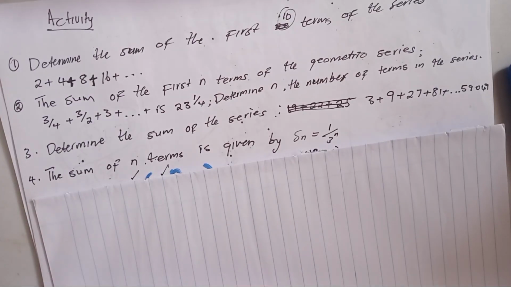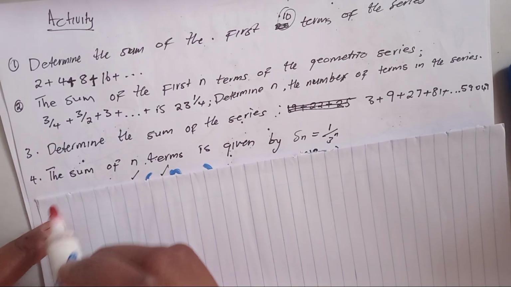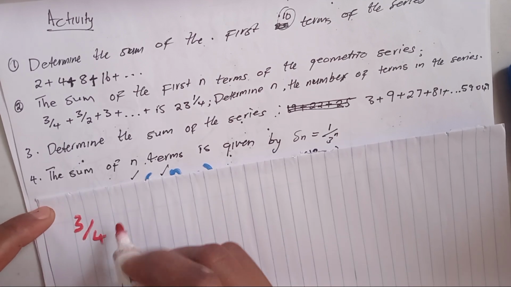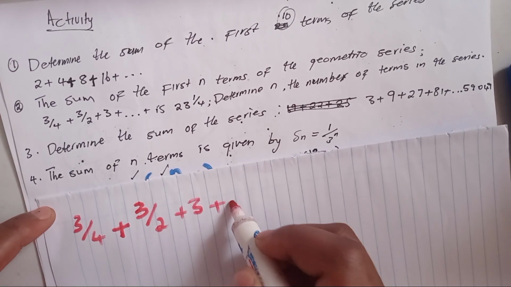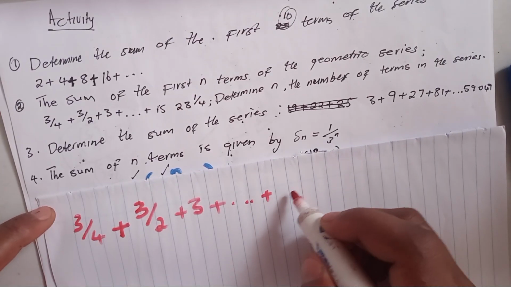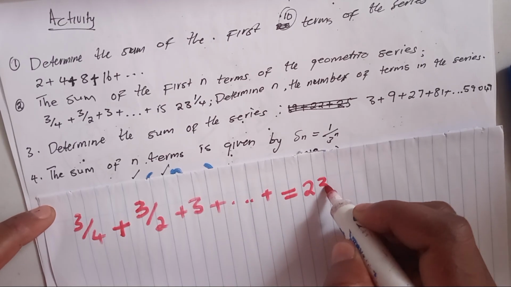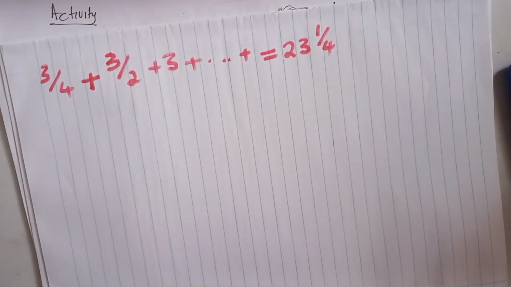The next question says the sum of the first n terms of a geometric series is given. So now we are given the geometric series: 3 over 4 plus 3 over 2 plus 3 plus, and so on till the nth term, and it's equivalent to 23 and a quarter. So here we are looking for the number of terms that when you add them, they are going to result in this. So let's try to work on it.